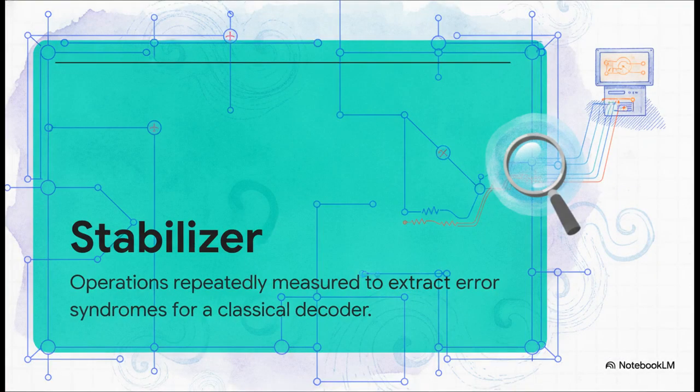To actually extract those syndromes, we use what are called stabilizers. These are active, carefully designed operations that are repeatedly measured. They constantly ping the physical qubit lattice, checking for errors, safely pulling out the error syndromes, and immediately feeding them to a classical decoder. You can think of that decoder almost like an air traffic controller, constantly tracking exactly where the faults are popping up.